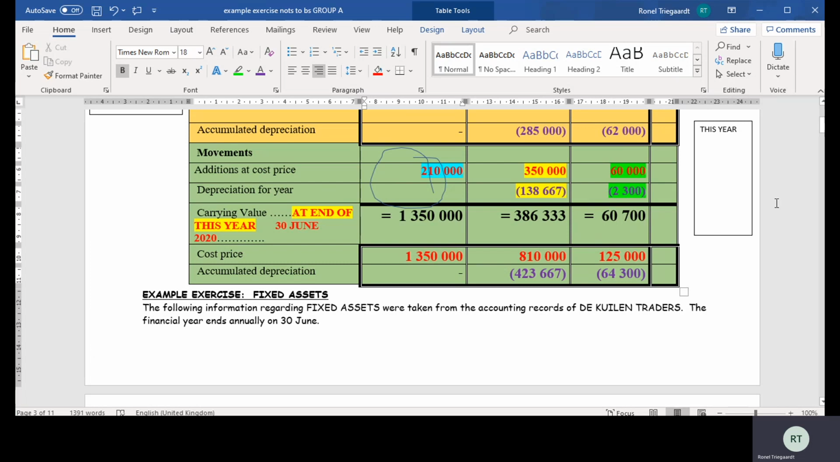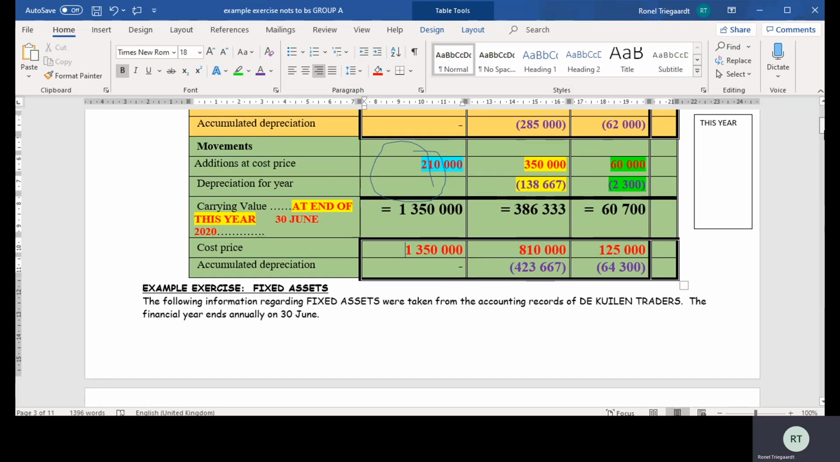Again, how to check the answer? You know that carrying value is cost price minus depreciation. So the cost price minus the depreciation should give you the carrying value. Cost price 125 minus the depreciation should give you the carrying value, because carrying value is cost price minus depreciation. Are you fine? Okay. Done with this note.